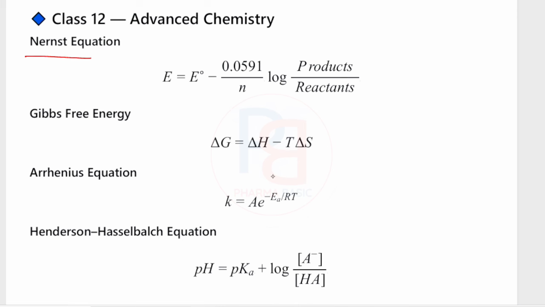Nernst equation, E equals E naught minus 0.0591 by n into log of concentration of product by concentration of reactant. Gibbs free energy, del G equals del H minus T into del S. Arrhenius equation, K equals A into e to the power minus Ea by RT.